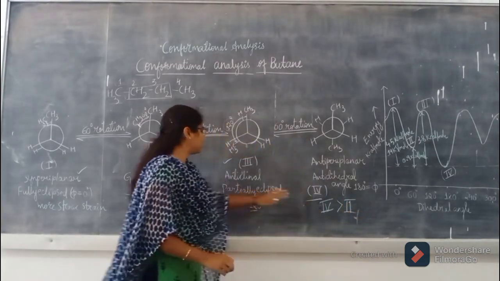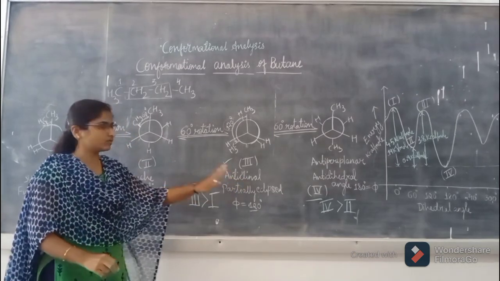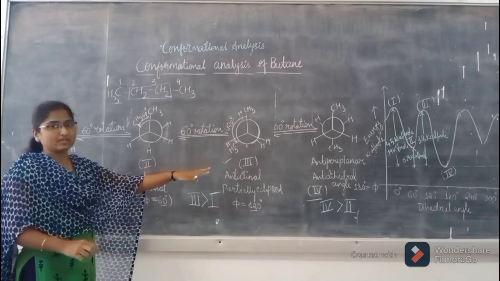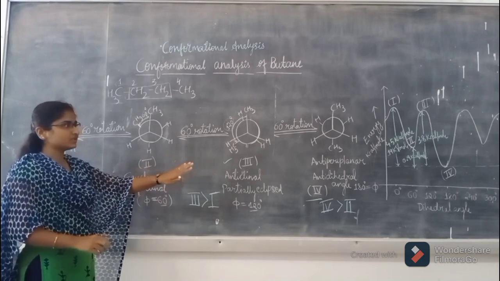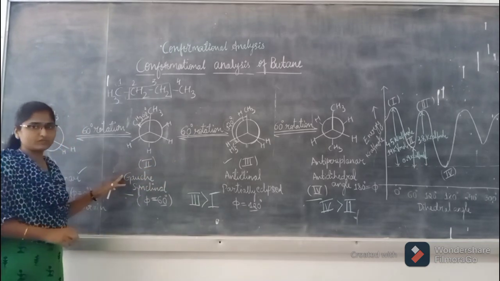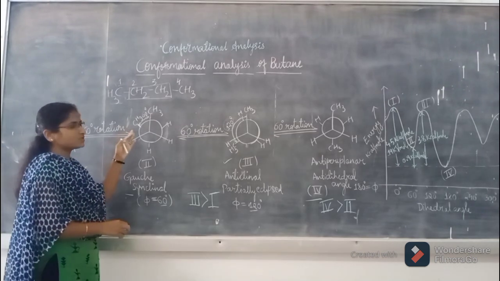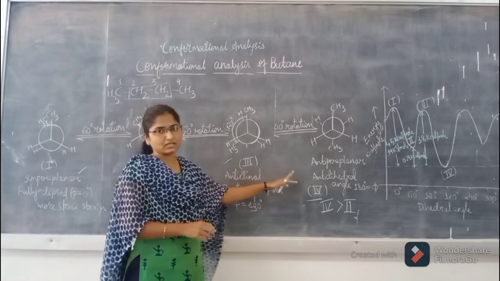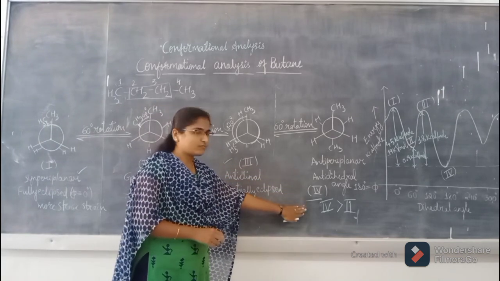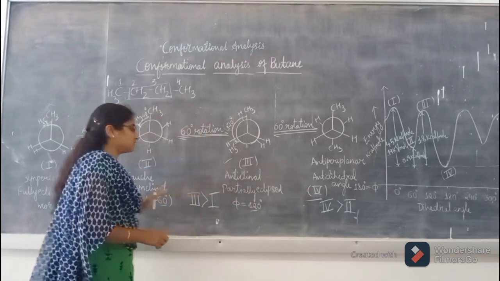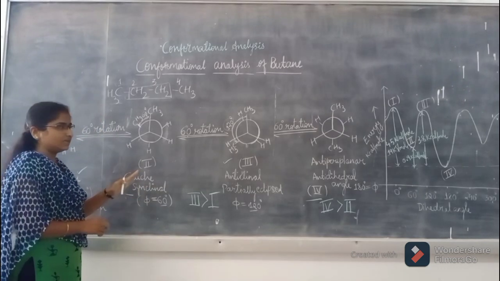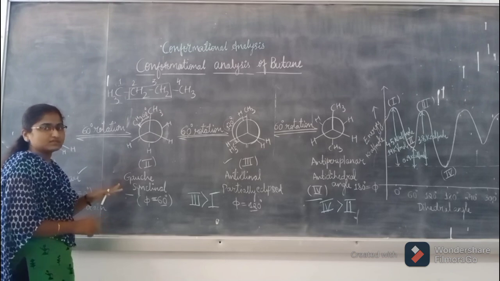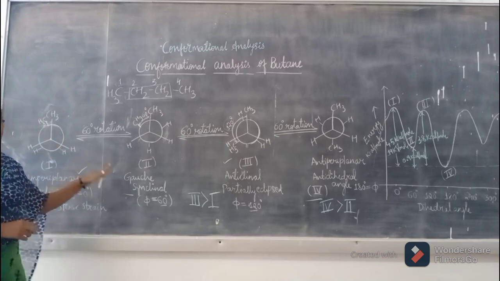When compared, these two conformations, the fourth one and the second one, are the anti-conformation and the gauche conformation. The anti-conformation is more stable than the gauche conformation. Why? Because in the gauche conformation, you have more steric strain when compared to the anti-conformation. So the fourth conformation is more stable than the second conformation. That is, the anti-conformation is more stable than the gauche conformation. This is the stability order for the four conformations.